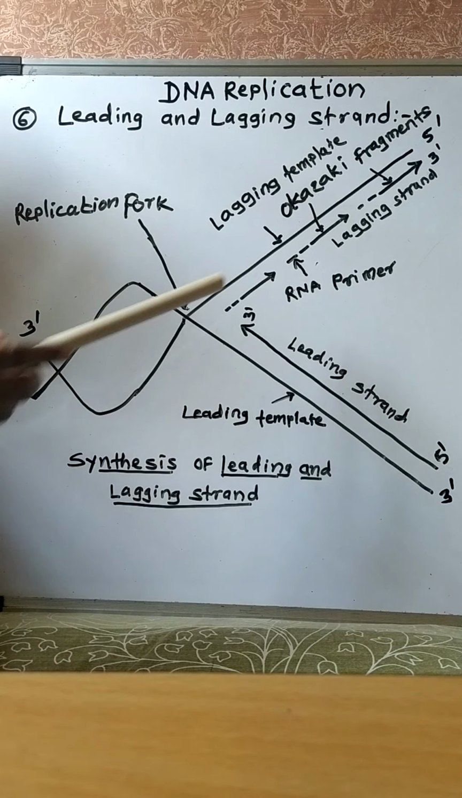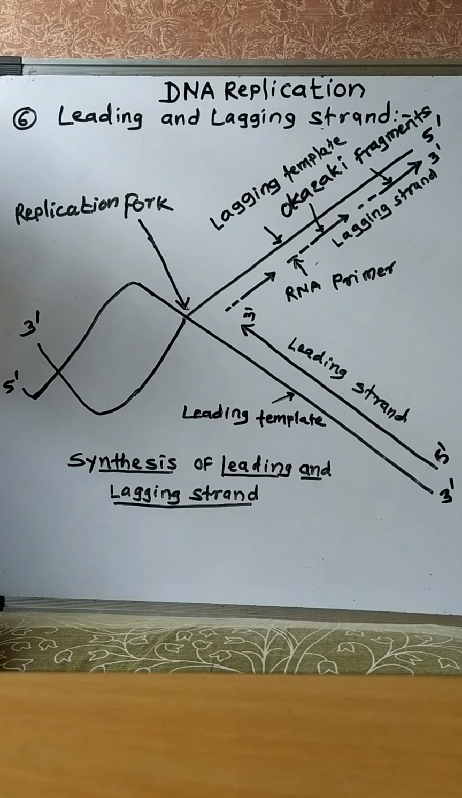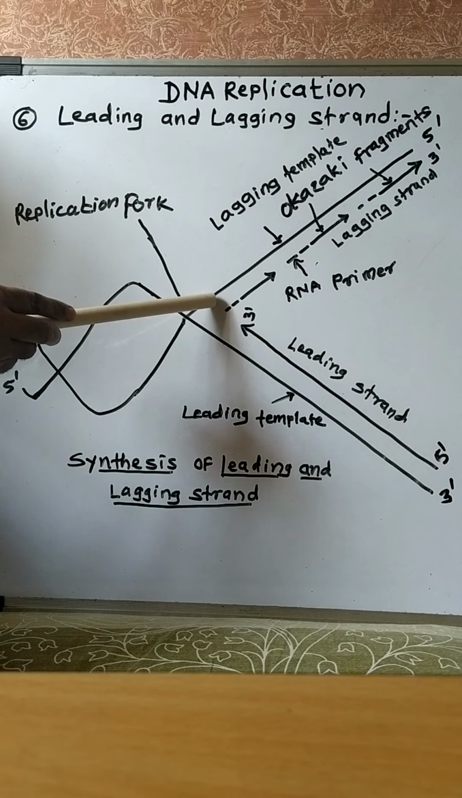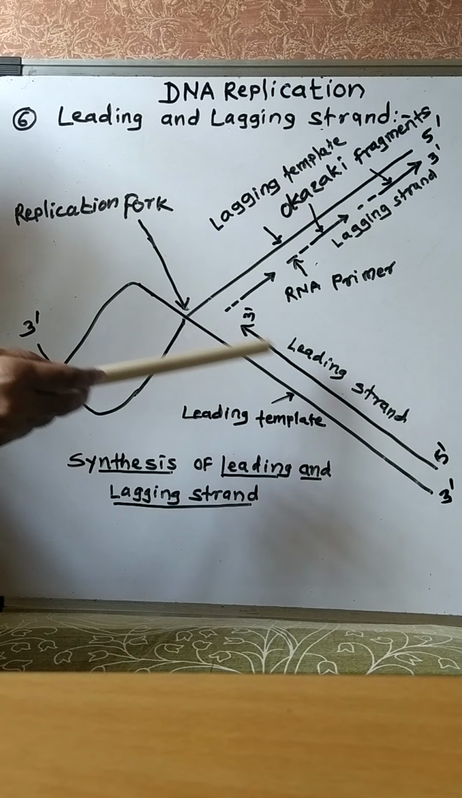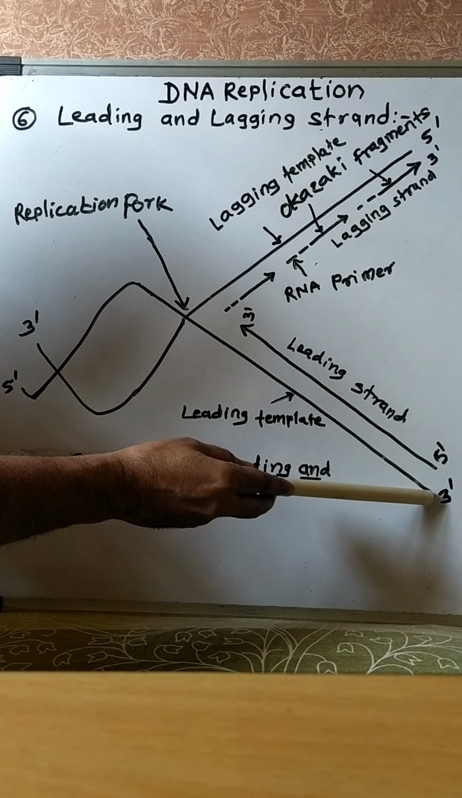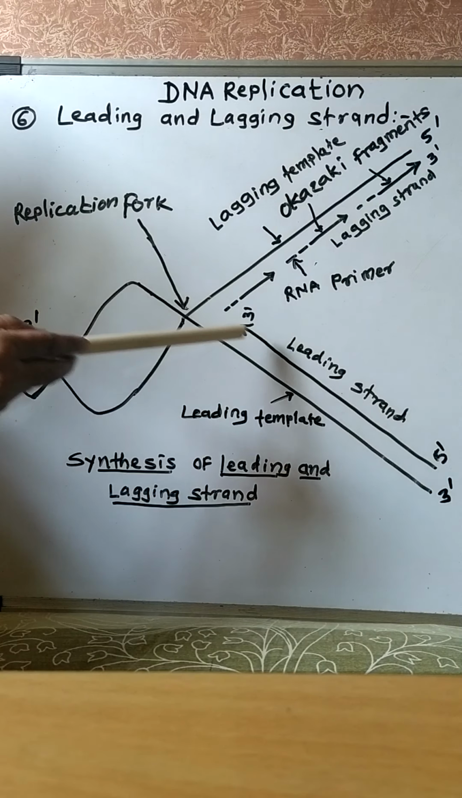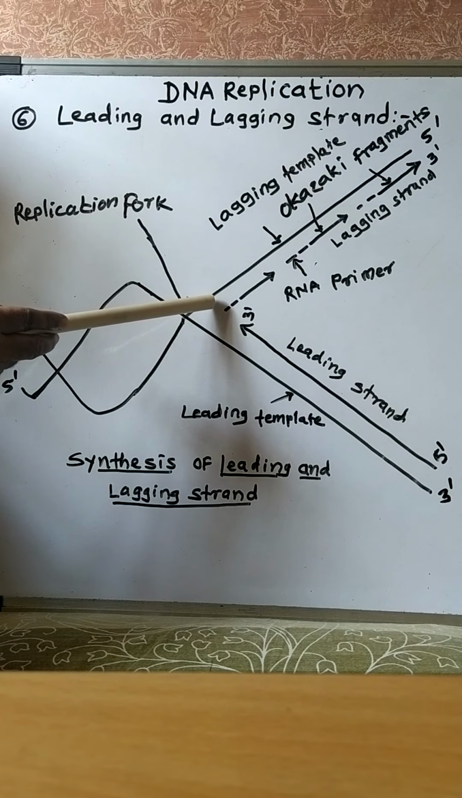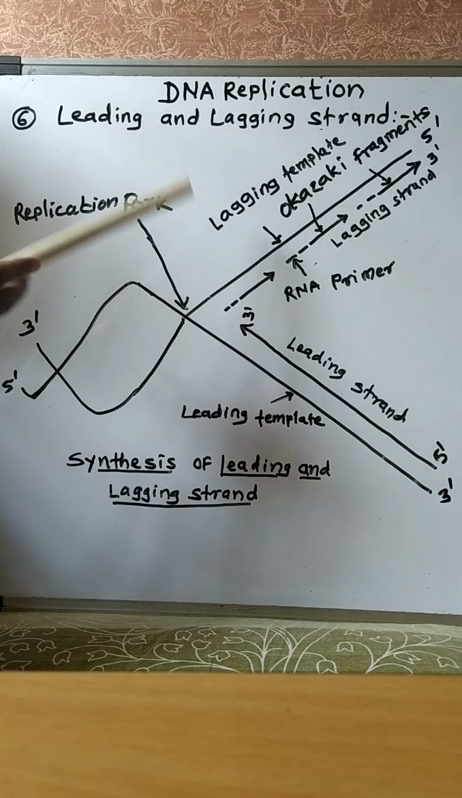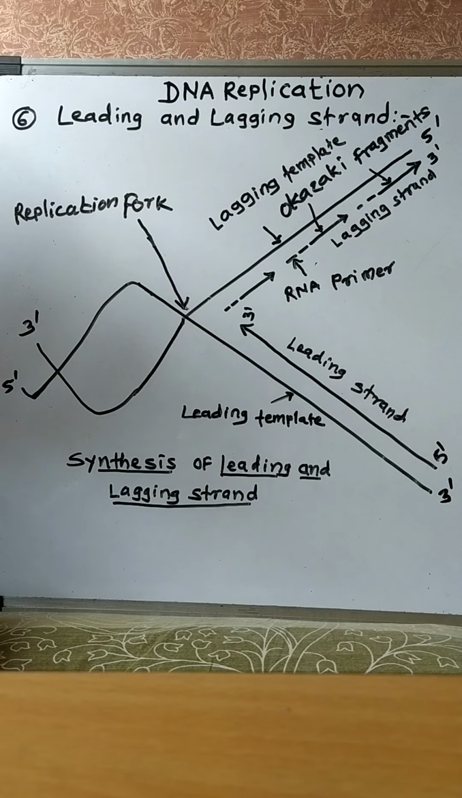Because of this RNA primer, replication of DNA starts, and this RNA primer attaches to the 3' end of the template. Like this is one template, it attaches in this region. This is another template, here it attaches to this region. That means it attaches to the 3' end of the template, and when it attaches there, it attracts complementary nucleotides from the nucleoplasm.